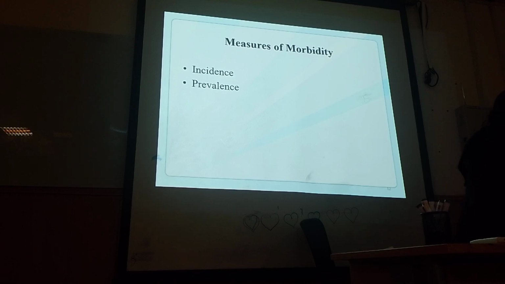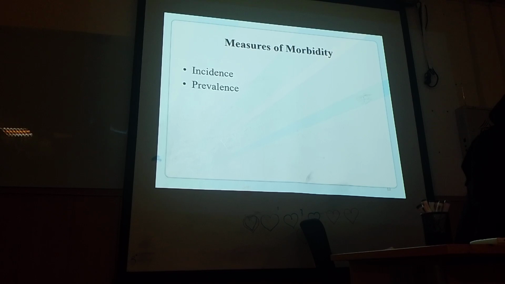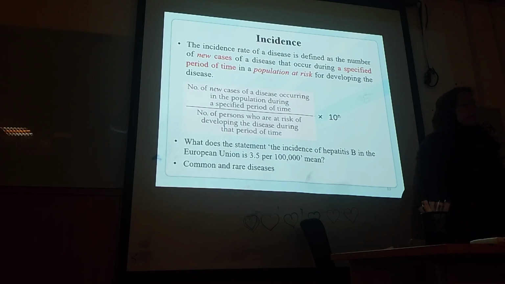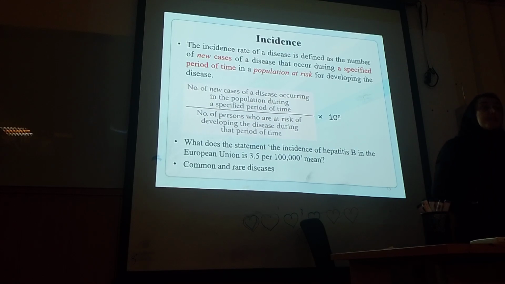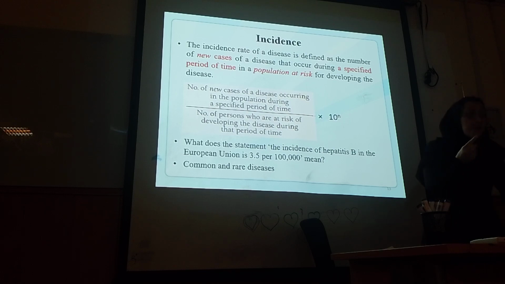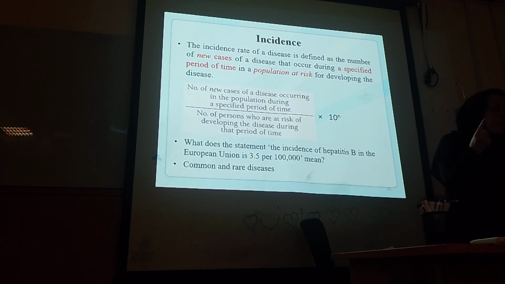Severity, prevalence. Are you sure? We will review. Okay. Incidence is defined as the number of new cases of a disease that occur during a specified period of time. So, it is a kind of rate. Rate, exactly. In a population at risk for developing the disease.